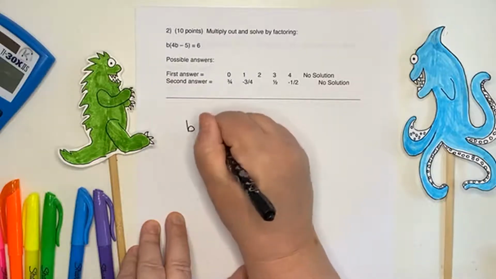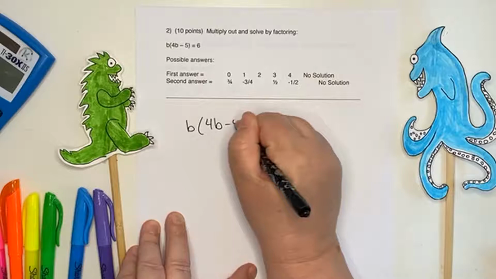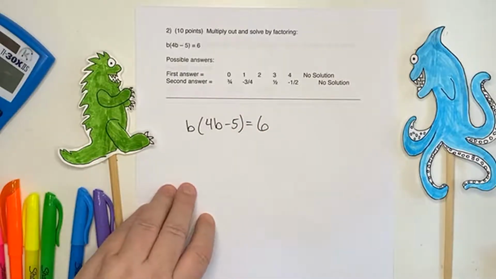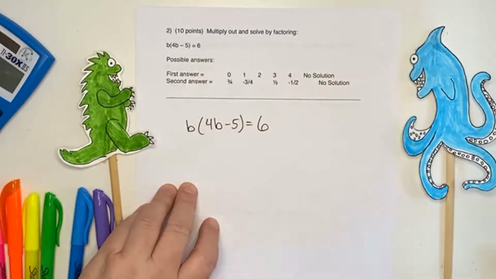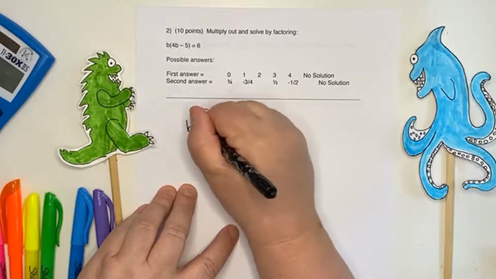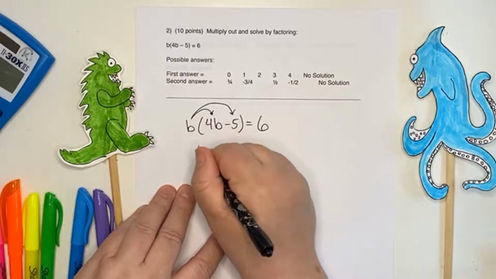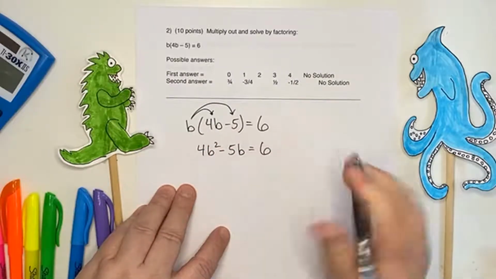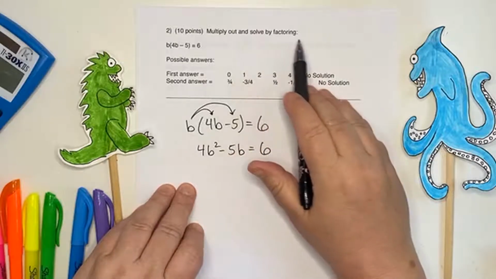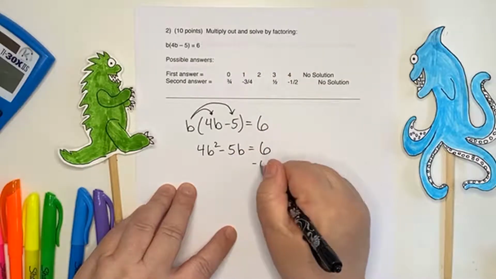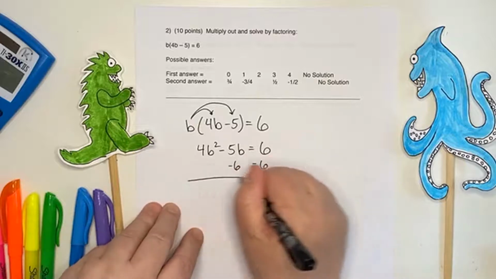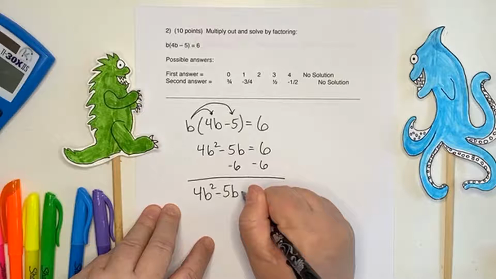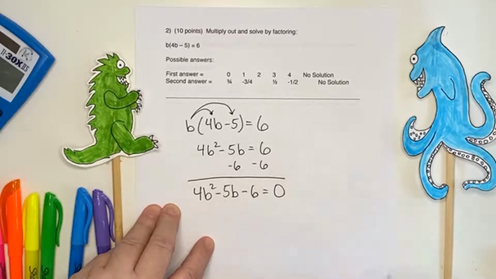I get b times the quantity 4b minus 5 equals 6. First thing I'm going to do is multiply out, because that's what it says to do. Go ahead and multiply. So I get 4b squared minus 5b equals 6. Now I'm told to solve by factoring. So that means I'm going to subtract 6 from both sides. 4b squared minus 5b minus 6 equals 0.